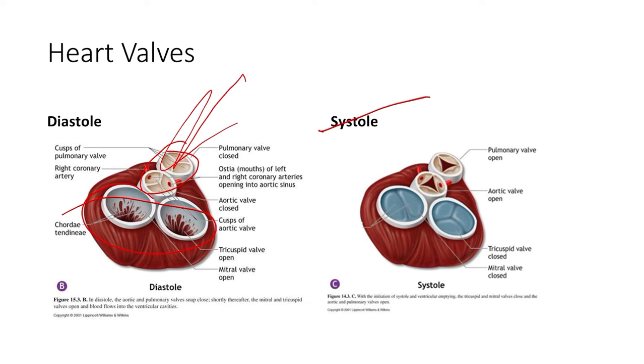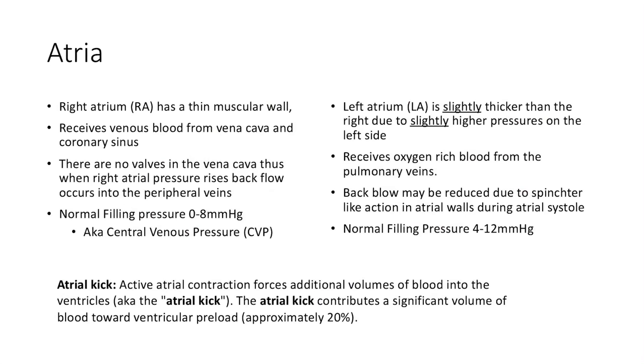And then during systole, it's just the opposite. The pulmonary valve is open, the aortic valve is open, pumping into the pulmonary artery and aorta, respectively. And then we're hoping that these AV valves stay shut, so we don't lose pressure during systole, to keep a closed circuit.